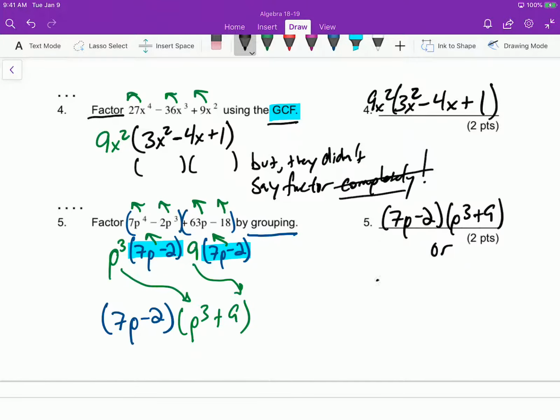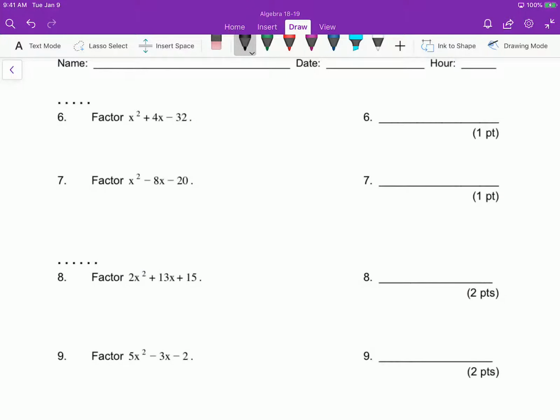Or you can, of course, write it the other way, p cubed plus 9 times 7p minus 2. Either would work. All right, already on to page 2. We're flying here. And we know factor when we have a equals 1, right? When the front number in front of x squared is 1. My students, I call this a level 1 problem, kind of a basic reverse FOIL.